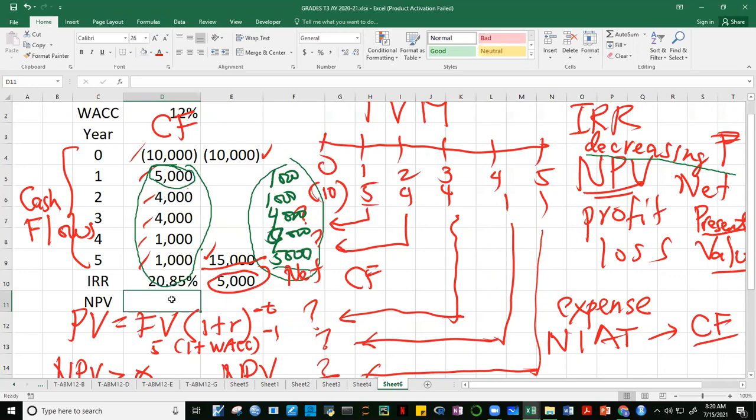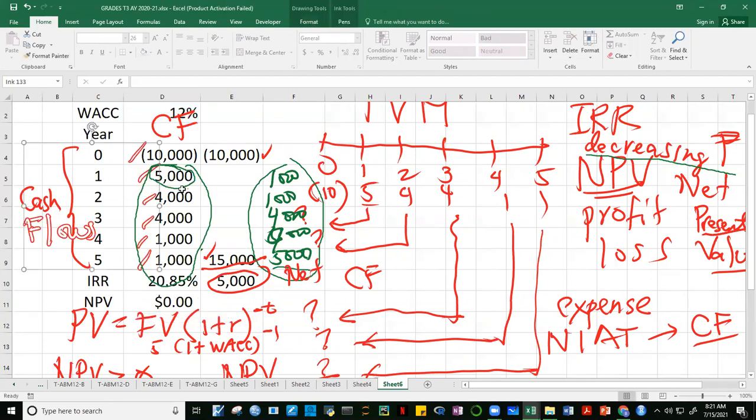Okay, if I compute for the NPV, hindi ko muna ituturo sa inyo kung paano, pero ito lang yun. Rate is 12%, that's the WACC. And then our values are, okay, dali.